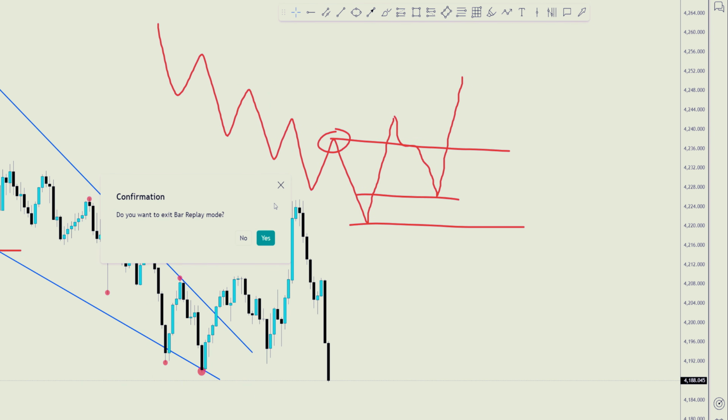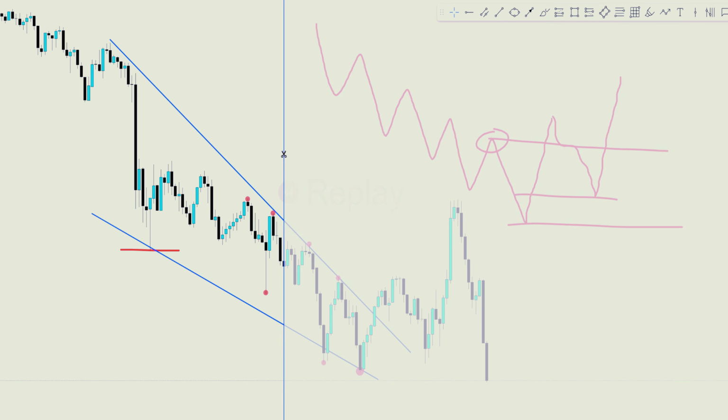So let me put the replay tool on really quick. And I love that it does this now. It says replay right here, so none of the scammers can scam you guys any longer.